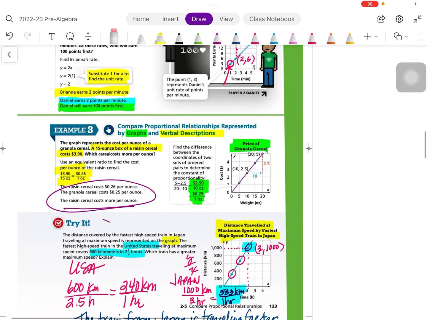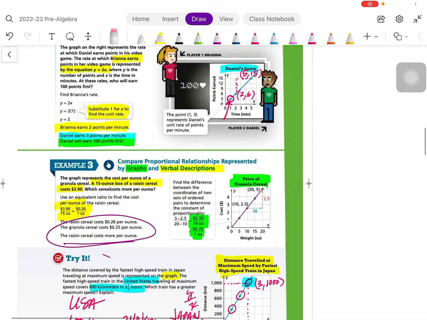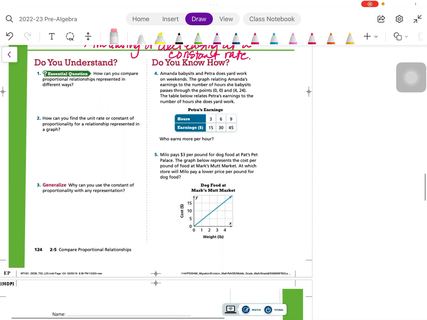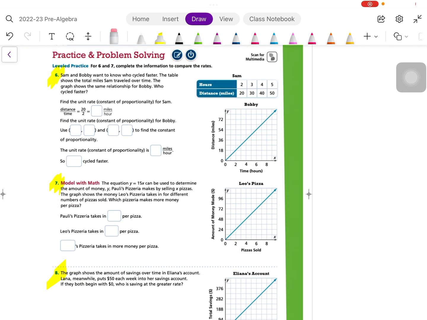So just to backtrack a little bit, this is all the work that we did yesterday, so this should look familiar to you. Please scroll all the way down until you get to the practice and problem solving. Okay, I know some of you have already seen this, but I am going to go through it again as a quick review. So I want you to look at problems 6, 7, and 8.